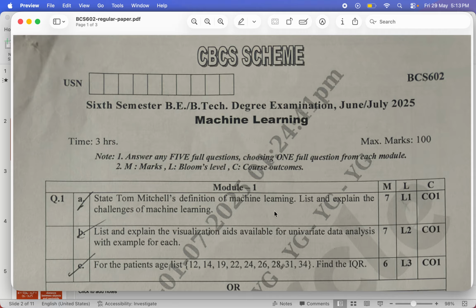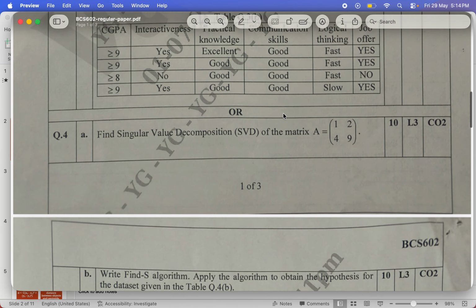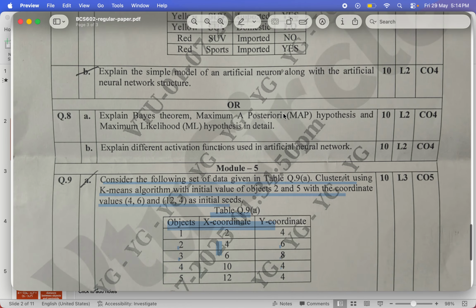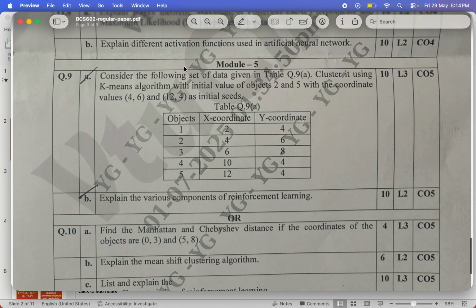In this video we'll be solving one problem which is asked in the previous question paper, that is July 2025 of ML subject. The question which we are solving today is 9th A, which is of 10 marks.